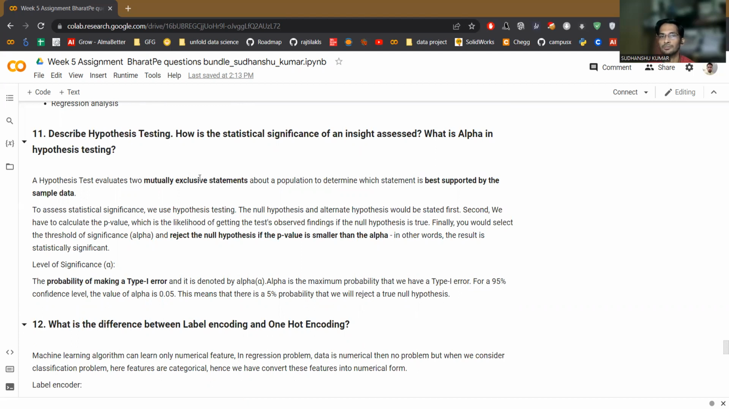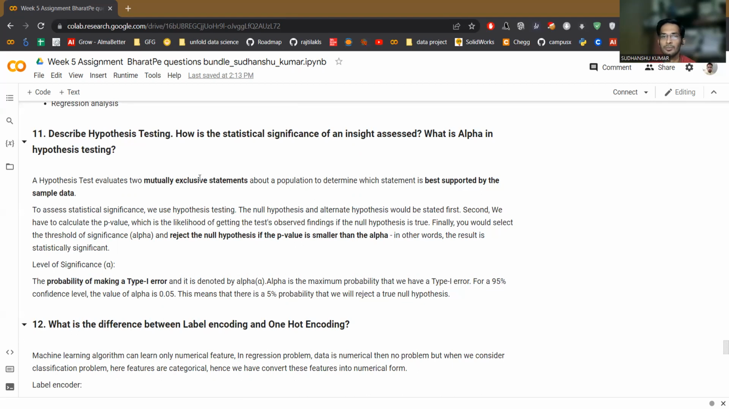Then we select the threshold value of alpha, and we compare it with the p-value. If alpha is more than the p-value, then we will reject the null hypothesis and accept the alternate hypothesis.